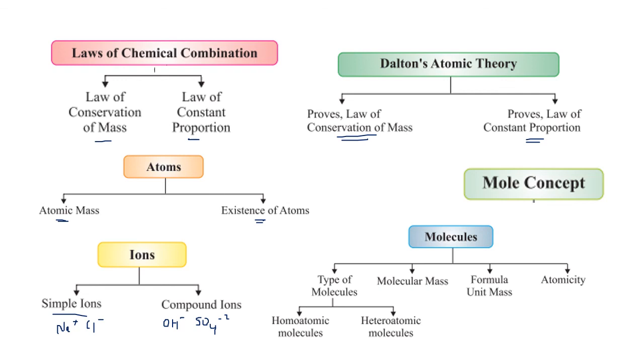And the molecules, the types of molecules are homoatomic molecules like O2, Cl2, H2, Na, and heteroatomic molecules like HCl, NaCl, and so on. Then we learned the molecular mass, the mass of the molecule, how to calculate it from the atomic mass, the formula unit mass, and the atomicity or the valency.